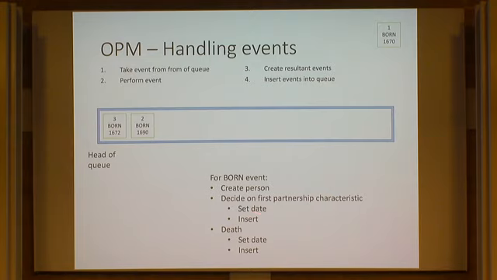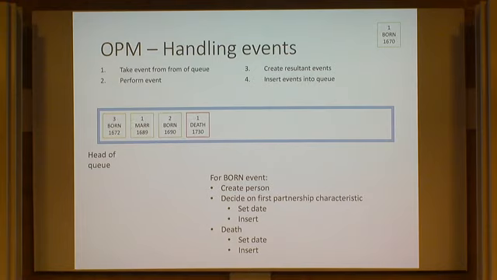We will first of all decide what kind of partnership they're going to have, and then we would set the date that partnership will happen, and we will insert it into the queue. So the example here is this person who is going to be born will get married on this date, and then the next thing we decide for this person is when they're going to die, and we insert that as an event into the queue.